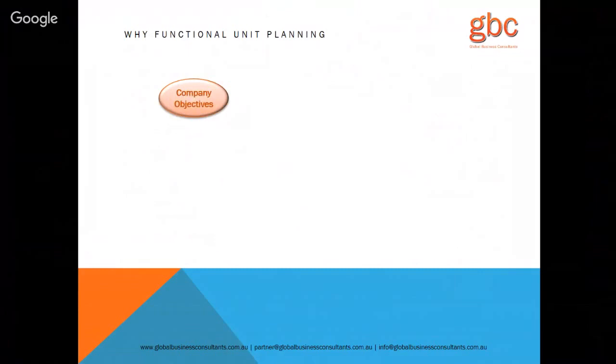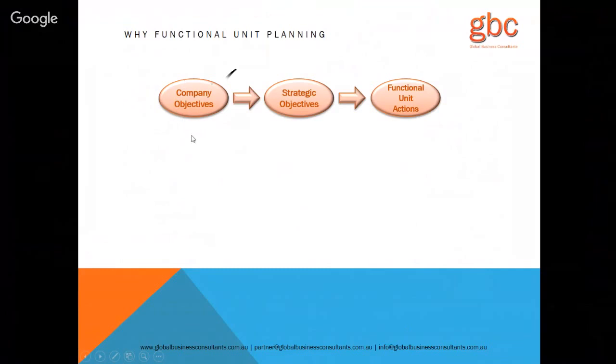When you get started, the first thing you're going to do is explain where functional unit planning sits in the strategic planning process. What you would have already done is craft company objectives with the business owner, manager, or CEO, as well as craft strategic objectives. And now you are looking to craft functional unit actions. These functional unit actions deliver the strategic objectives that ultimately deliver the company objectives.